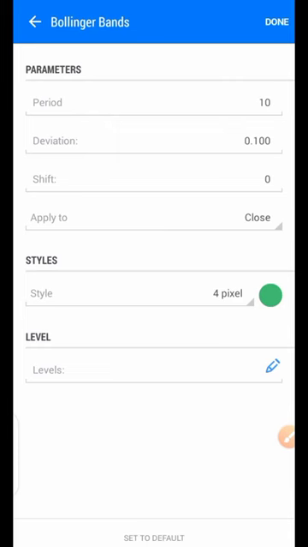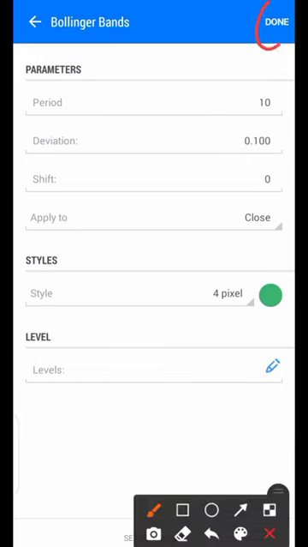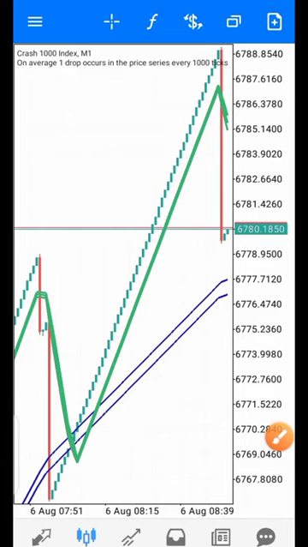That is where the main thing is. Change the deviation to 0.100, leave the period at 10, shift 0, apply to close, style 4 pixel. You can see very well. You can screenshot so that it won't stay longer in this video. Then click on done.